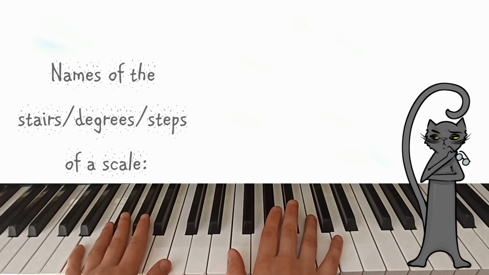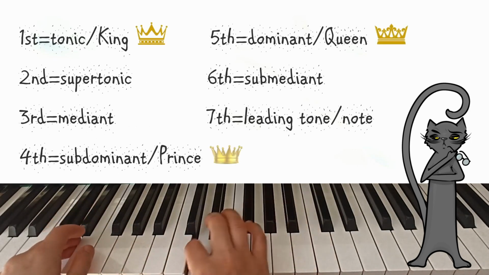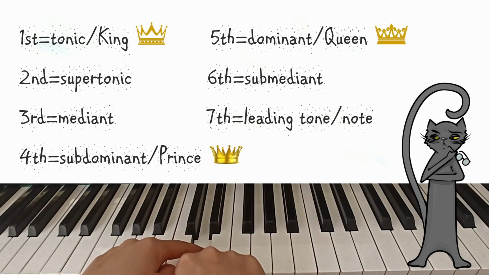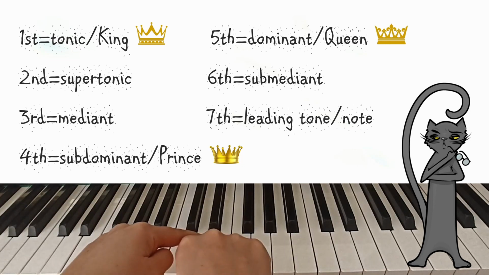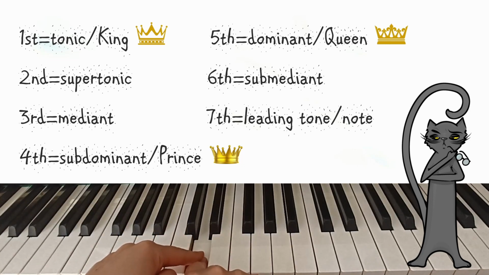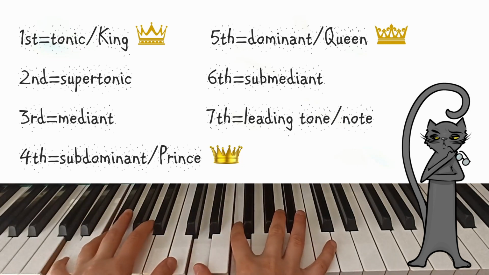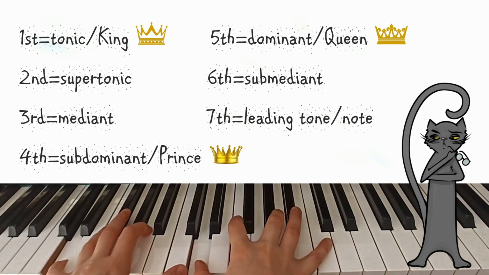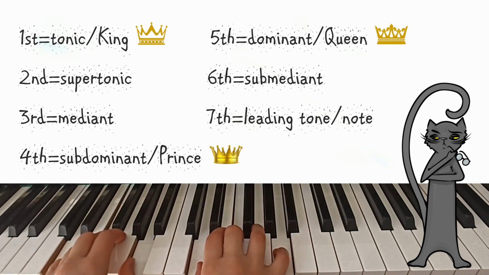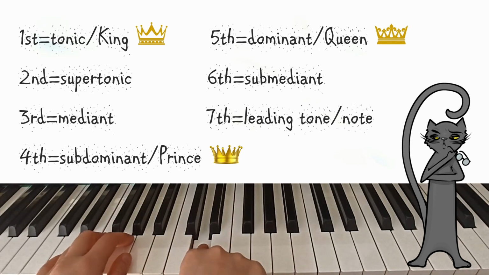So let's get started. Our first step or stair or degree, as we will call it in music later on in harmony, is called the tonic. I call it with my students also the king. We are now in the kingdom of D minor, so our king, our basic and most important note is the king, the first step.